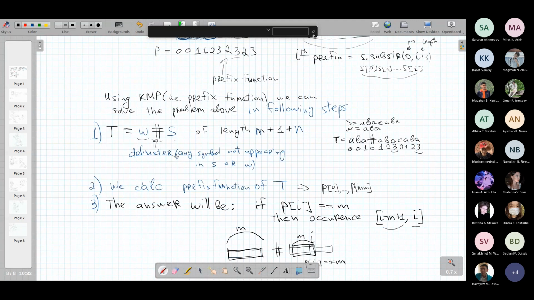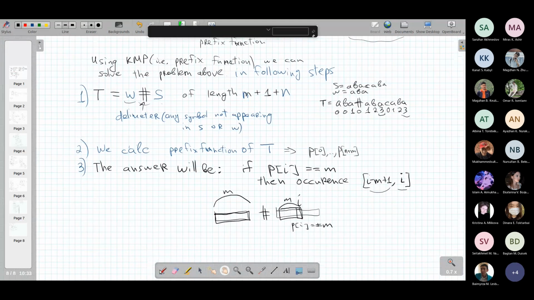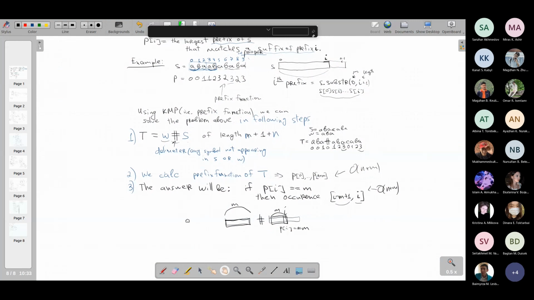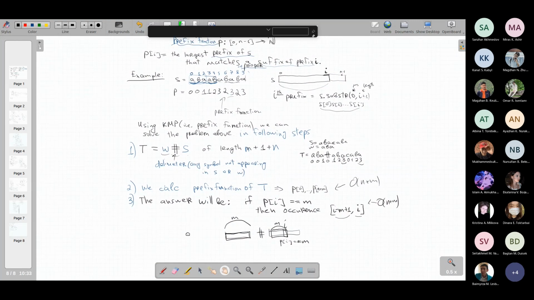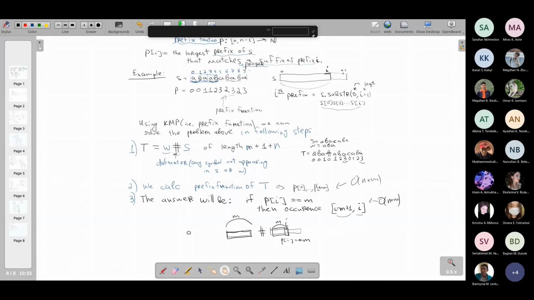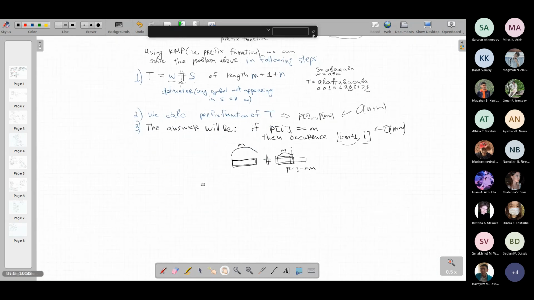So this third step takes O of n plus m time, the length of the string t. If we are able to calculate the prefix function in linear time, n plus m, then that would be a solution with n plus m time, and that is what we are going to do. Any questions? Okay, no questions.